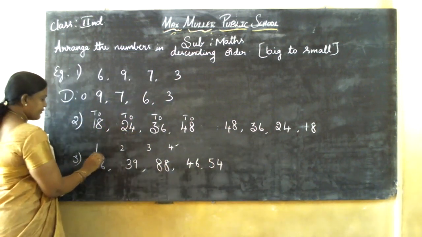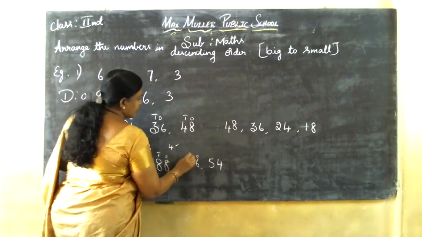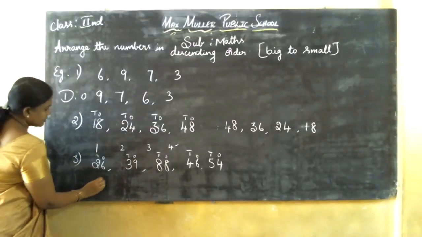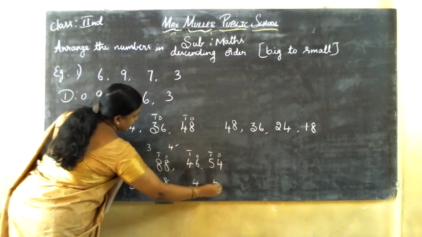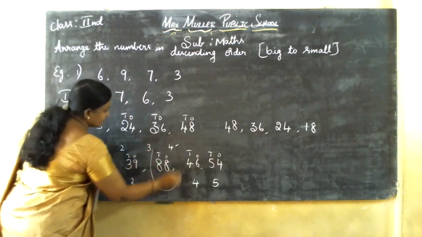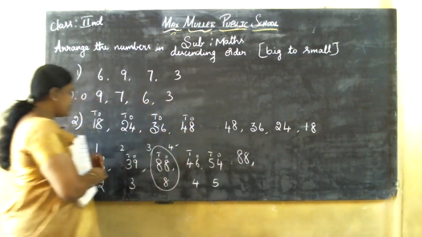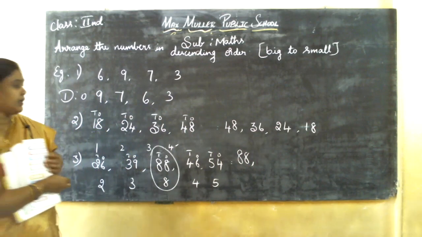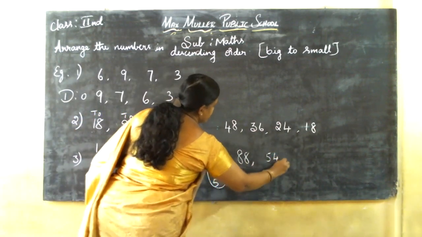Now, which number will we take first? Ones or tens? Ones or tens, children? Tens number we will take first. See, in this, 2 is here, 3 is here, 8, 4, 5. In these numbers, which one is bigger? This number is the big one, so 88. 88 over. Next, 2, 3, 4, 5. Which one is bigger here? 5 is the bigger number, so we will write here 54.